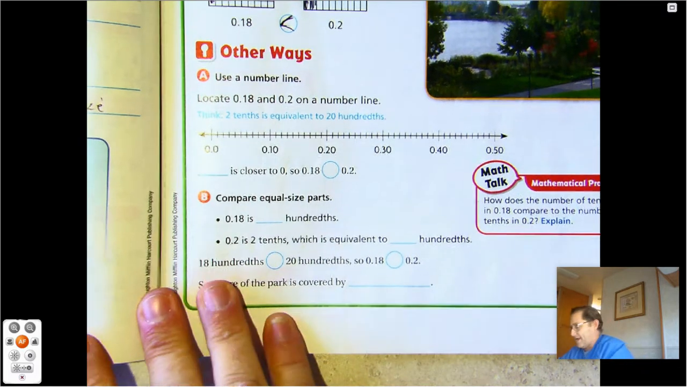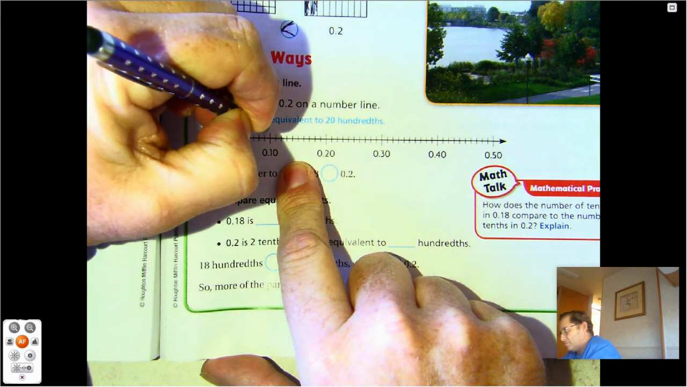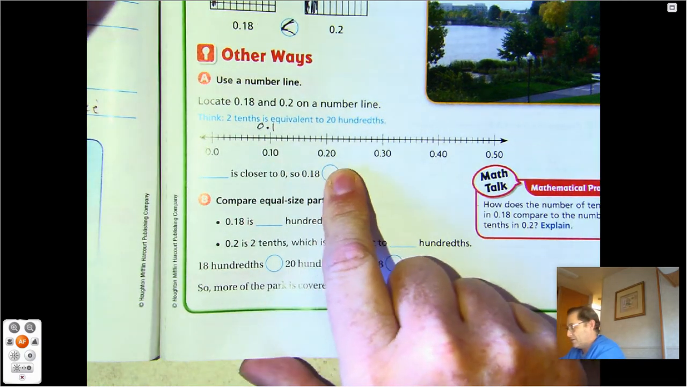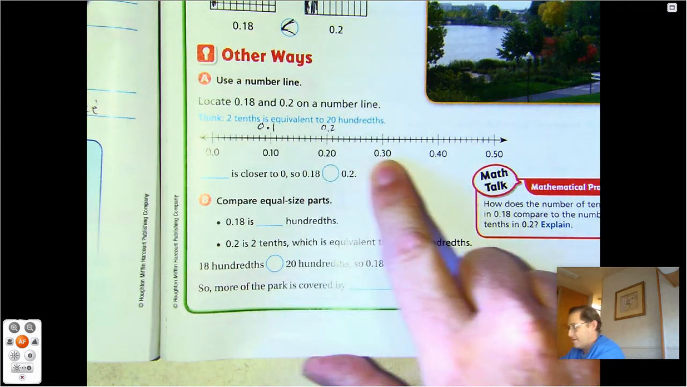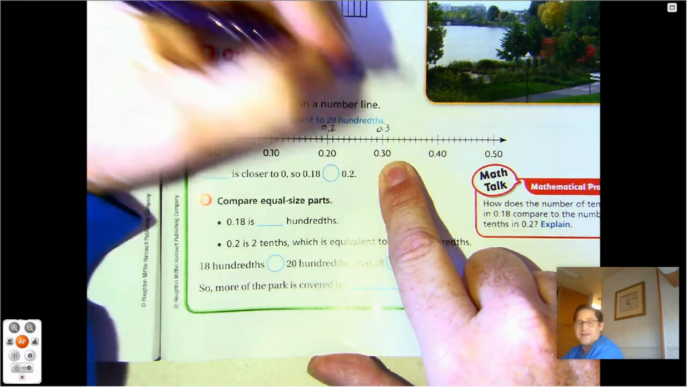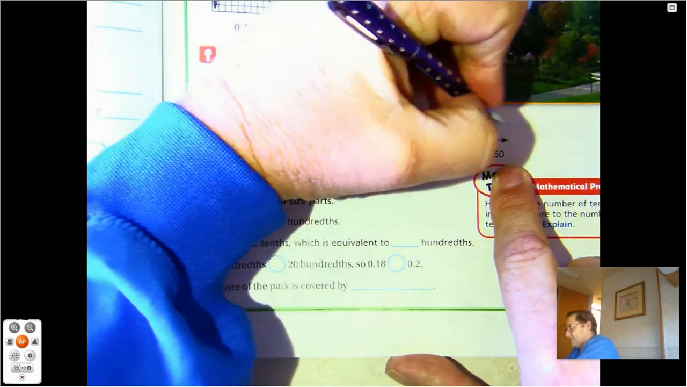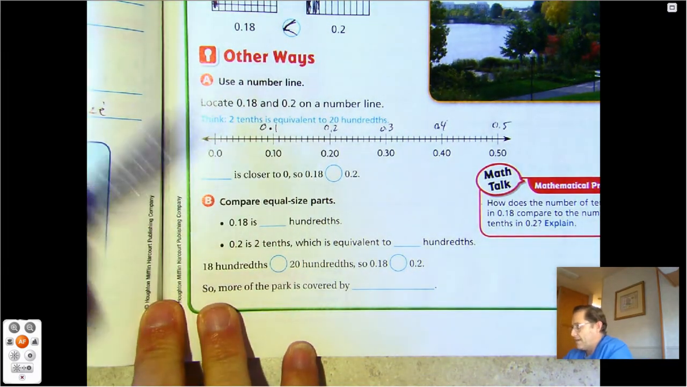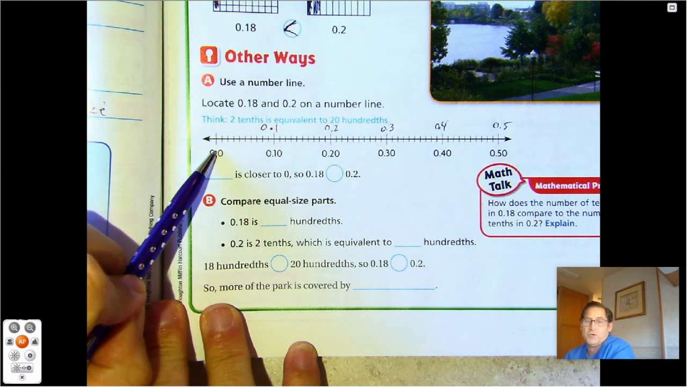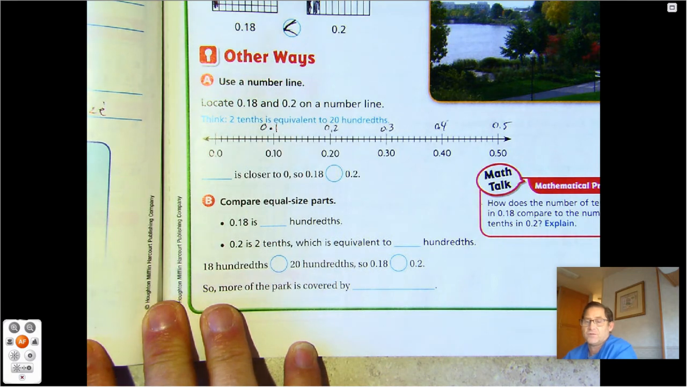Well, another way we can do that is to use a number line. And remember that 10 hundredths is the same as 0.1. 20 hundredths is the same as 2/10. 30 hundredths is the same as 3/10. 40 hundredths is the same as 4/10. And 50 hundredths is the same as 5/10. So when we use a number line, we want to find which one's closer to 0. The closer to 0 it is, the smaller the value.